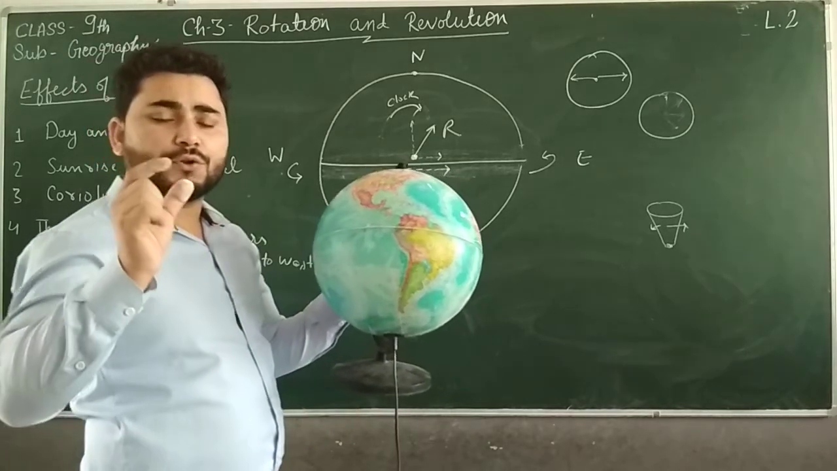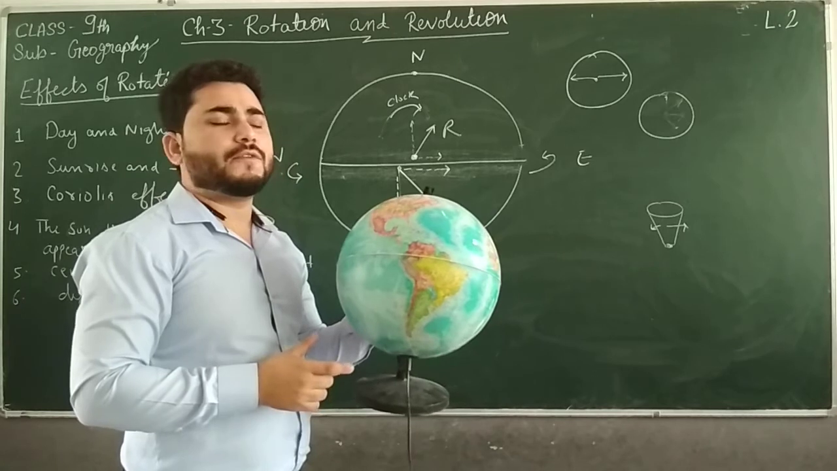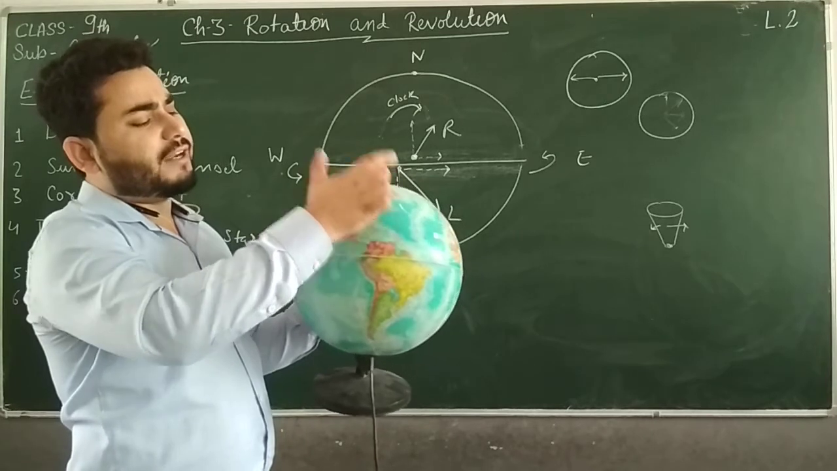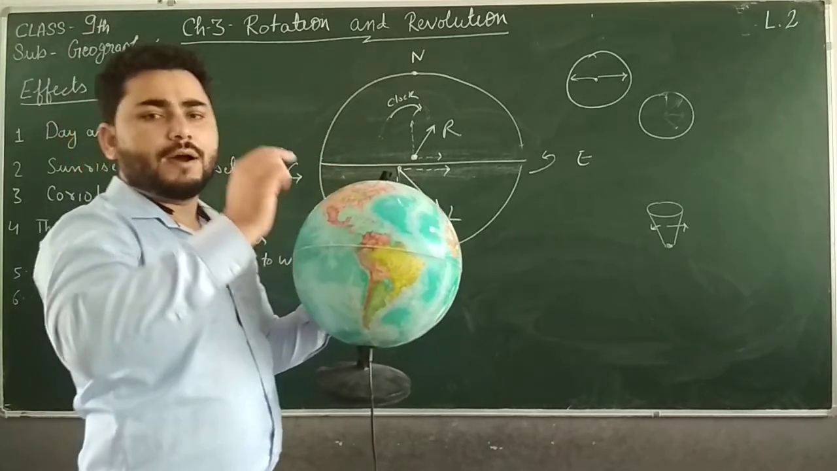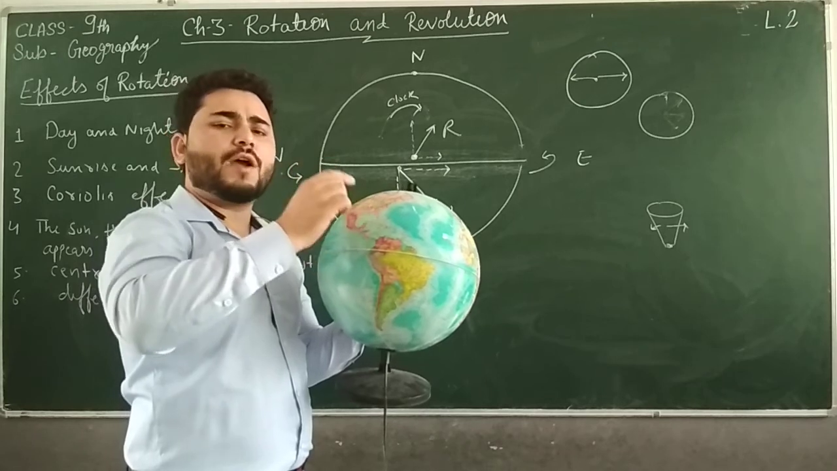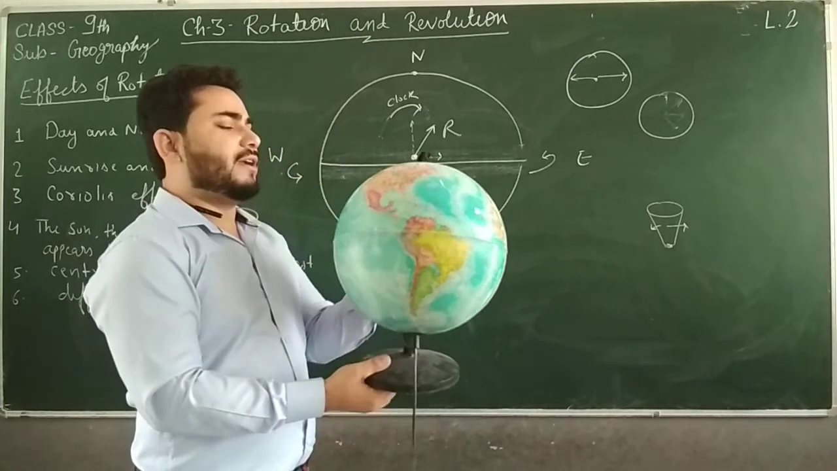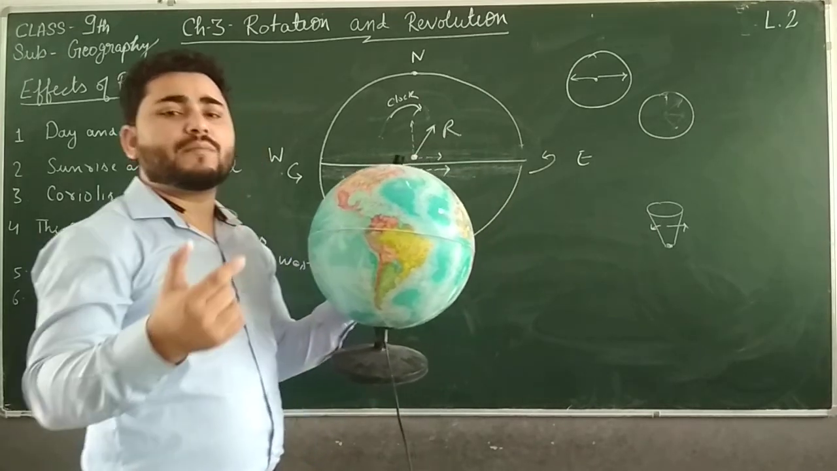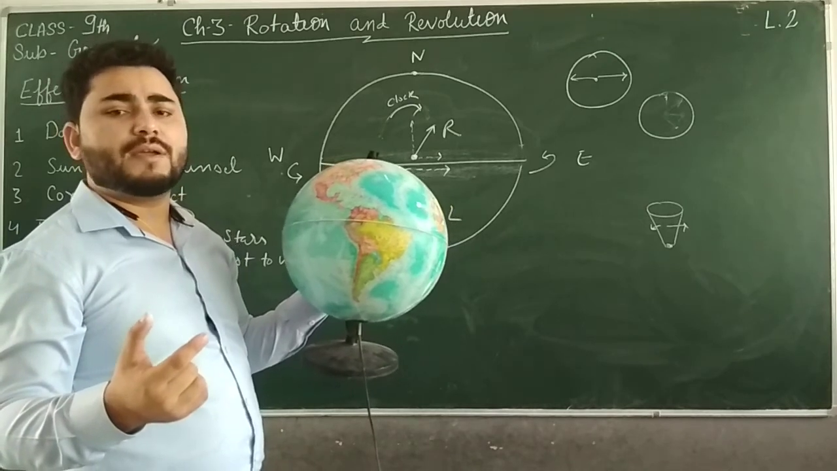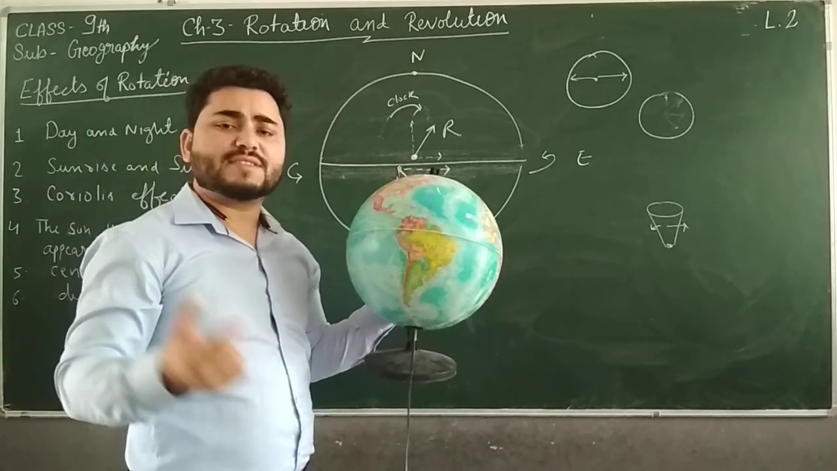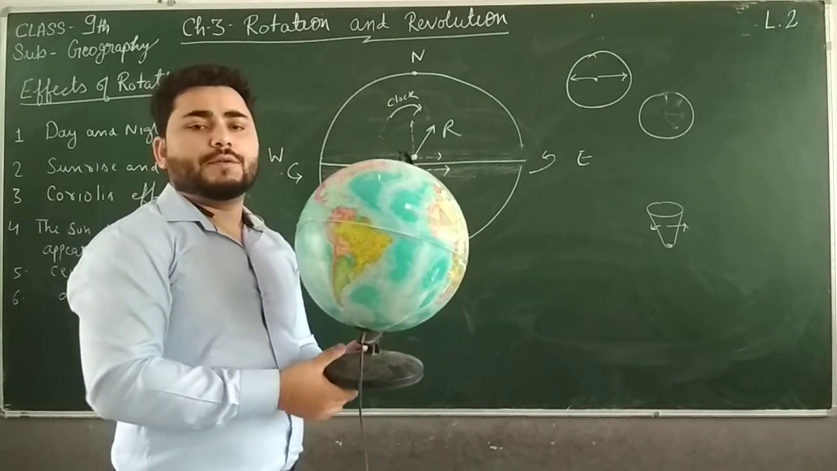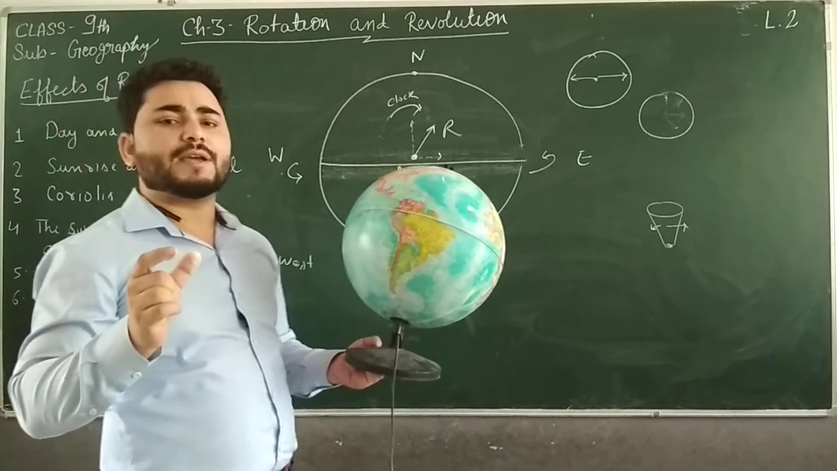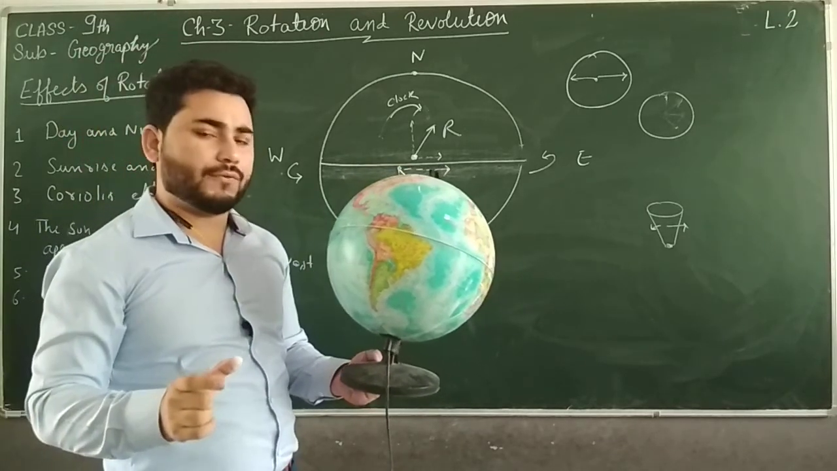If the duration of rotation was longer, suppose it was not 24 hours but 6 months, then for 6 months this one region would have faced the sun and would have become very hot, and this region would have become very cold. Because of that extreme kind of temperature, people would not have even survived. Clear? So this short duration of rotation helps in the existence of humankind on the Earth.